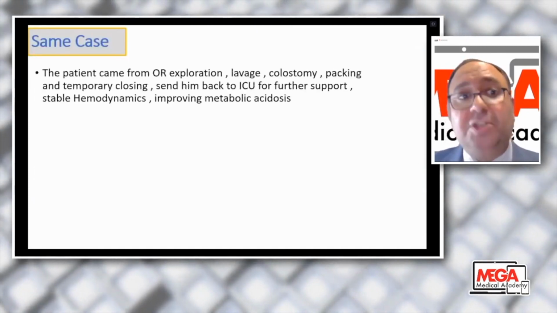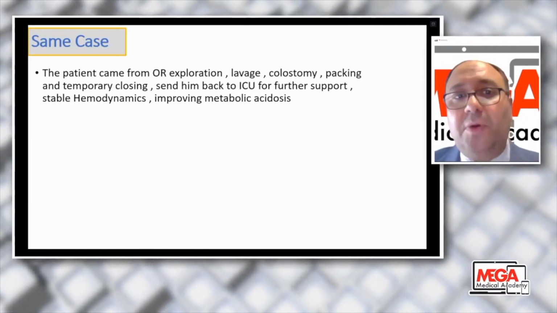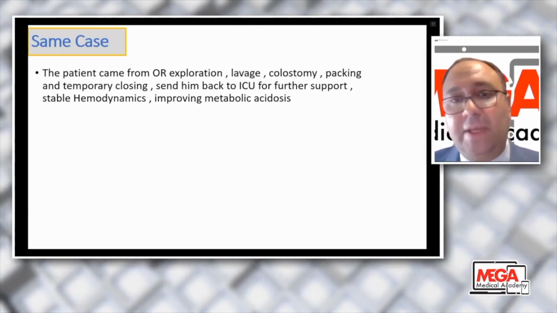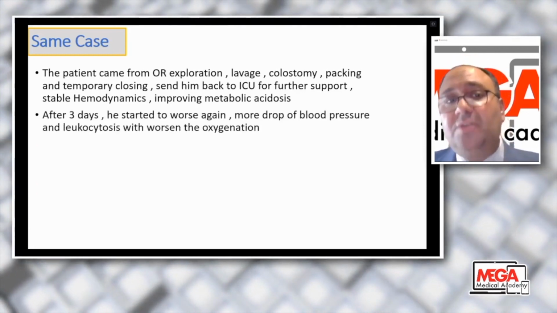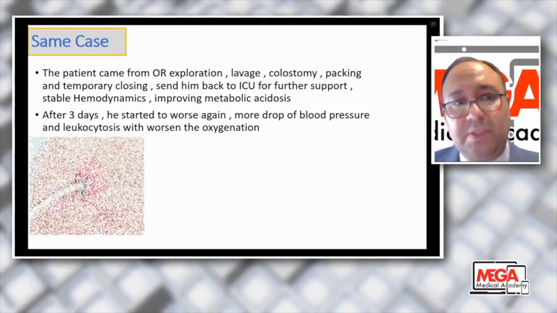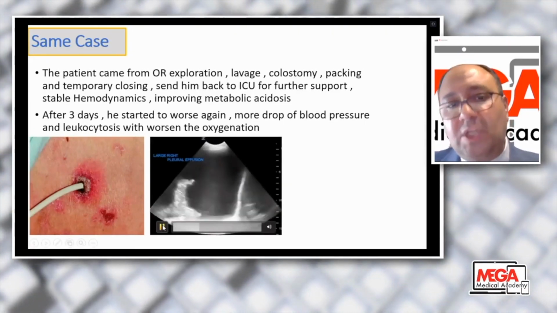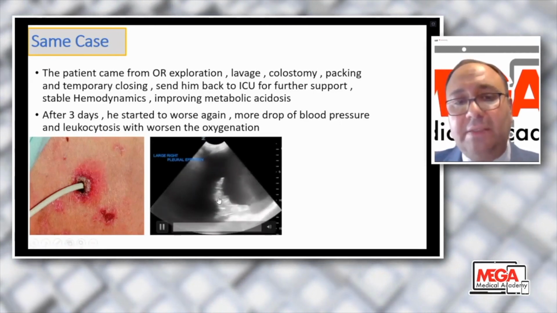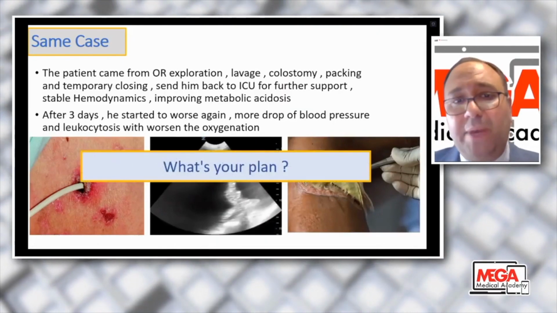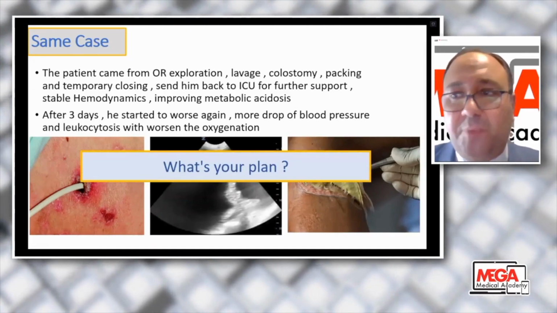Same case: the patient returned to you after the OR, with lavage, colostomy, packing, and temporary closing done, and he is now better as regards hemodynamics, with improving metabolic acidosis. After 3 days, he started to worsen again, with more drop in blood pressure and leukocytosis. This is the abdominal drain, and the ultrasound shows pleural effusion and consolidation, and finally there is infection from the wound. What is your plan? This is another question. If you have the answer, put it in the chat box.